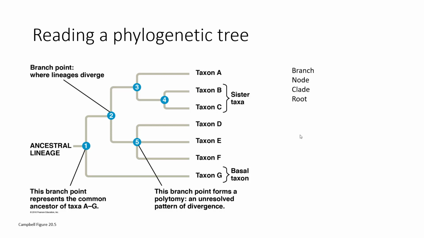So let's look at how to read a phylogenetic tree. We can see branch points where things are going to diverge. We see a polytomy in part 5 there, and we see a branch point representing a common ancestor of taxa A through G at number 1. We're going to use the terms branch, node, clade, and root.